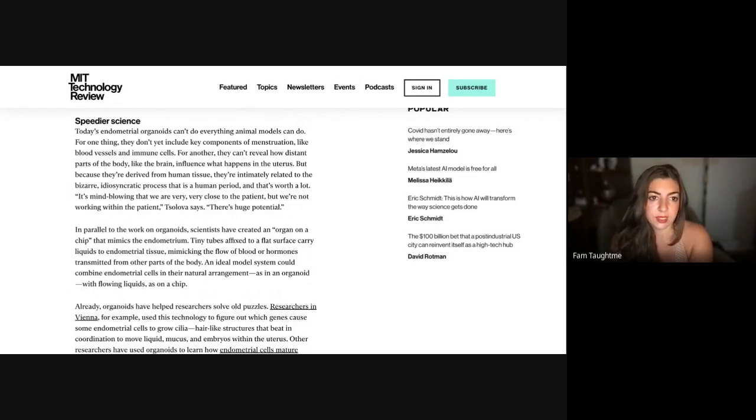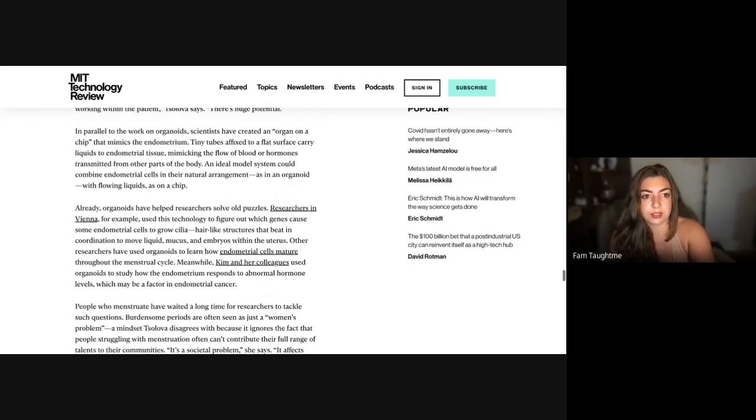Now, it says today's endometrial organoids can't do everything the animal models can do. They don't include components of menstruation, like blood vessels and immune cells. They can't reveal how distant parts of the body, like the brain, influence what's going on in the uterus. Again, those medical silos that we were talking about in the presentation are related to this.